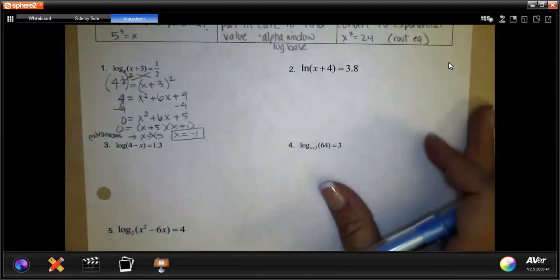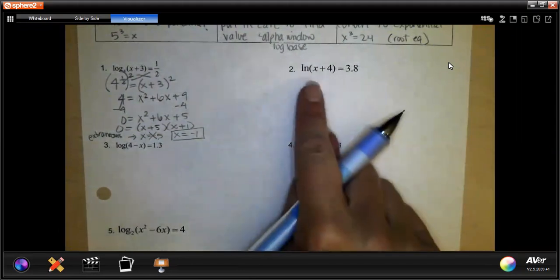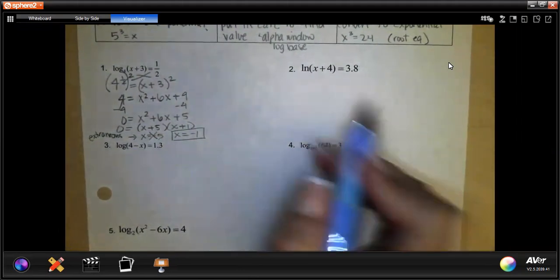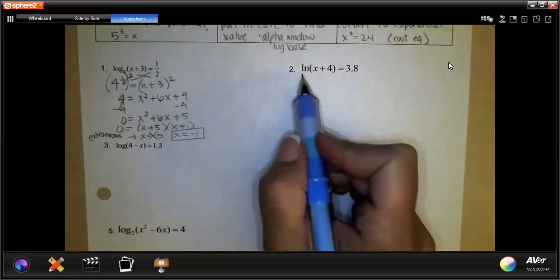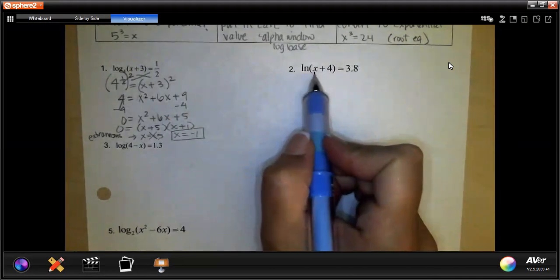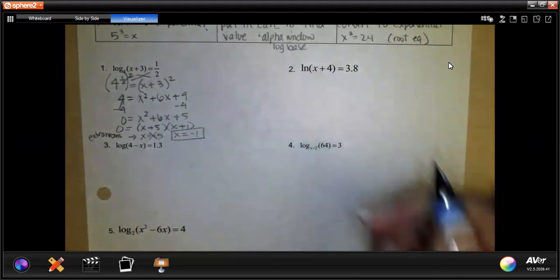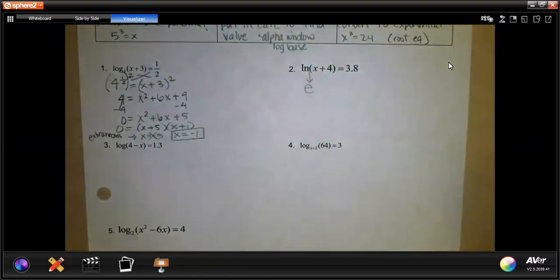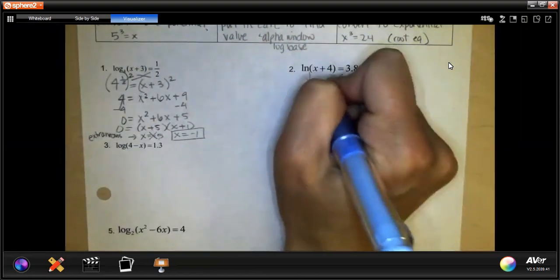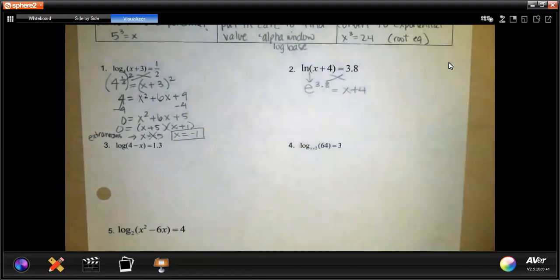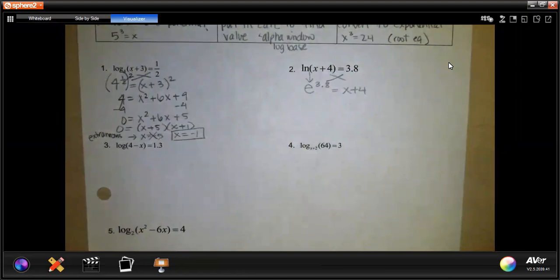All right, for our second one, we've got the natural log of x plus 4 equals 3.8. The natural log, if you remember, is a log with a base of e. And again, our unknown is in the argument, so we need to convert this to an exponential. So we drop the base, and we said that is e, and then the switch, so we get 3.8 as the exponent, and x plus 4 is now freed from that argument.